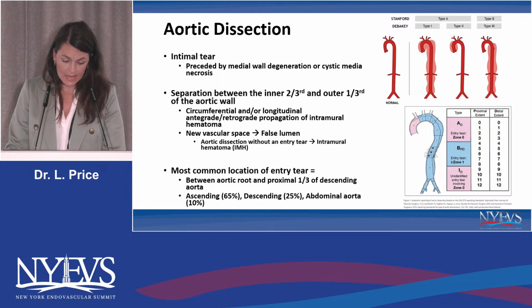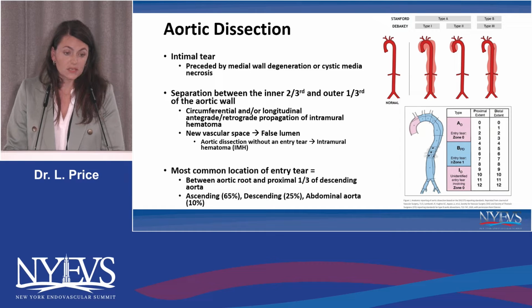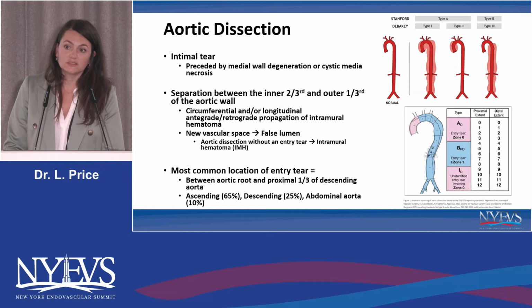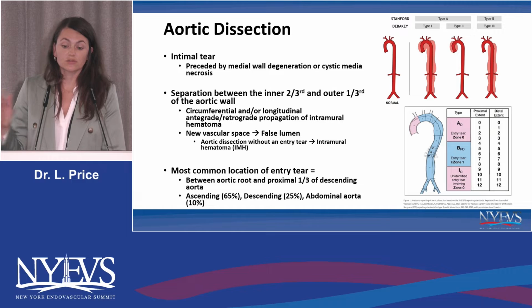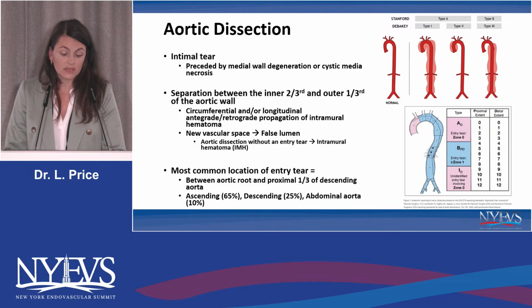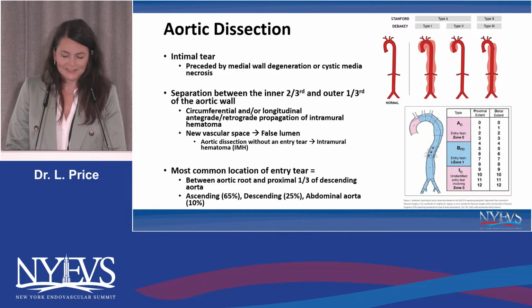won't be discussing that. The most common location of the entry tear is between the aortic root and the proximal 1/3 of the descending aorta. In type B aortic dissections it is often 2 centimeters distal to the left subclavian, and that's where the change in the forces and the pressure are the greatest, and that's why we see that as the entry tear in the type B aortic dissections.